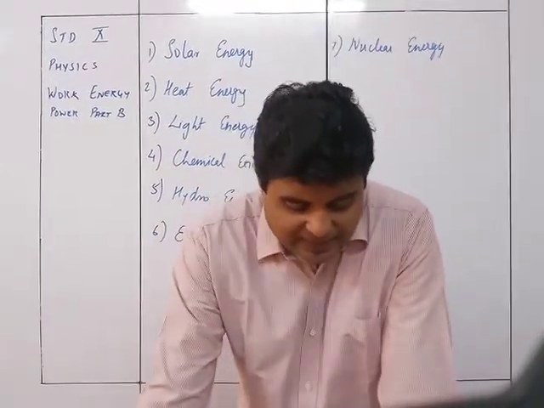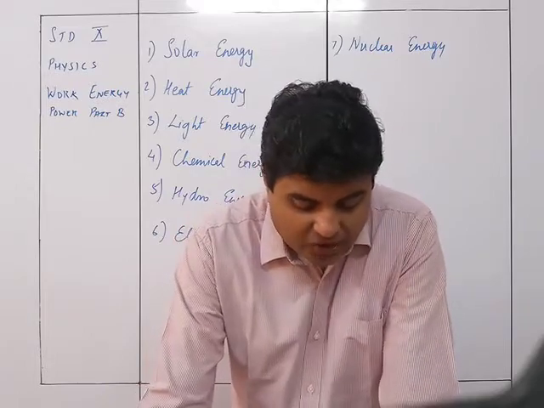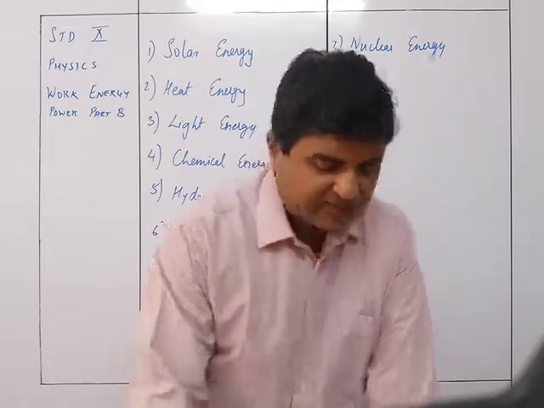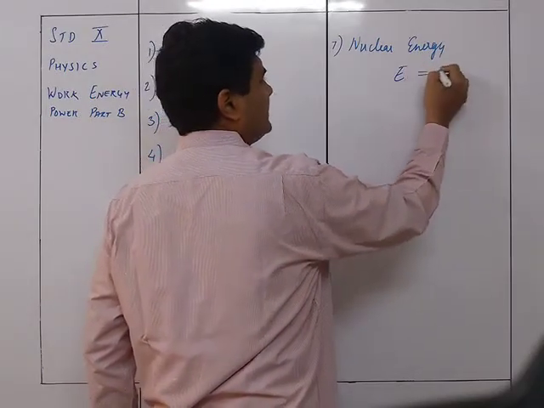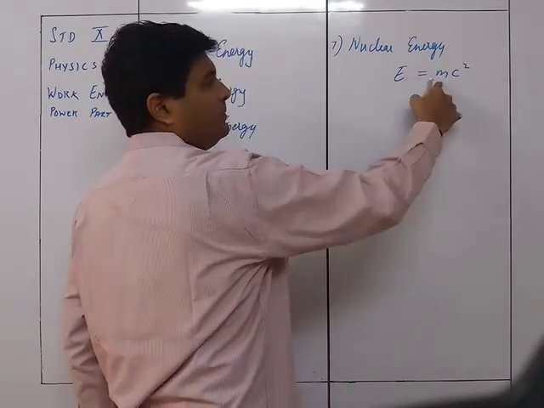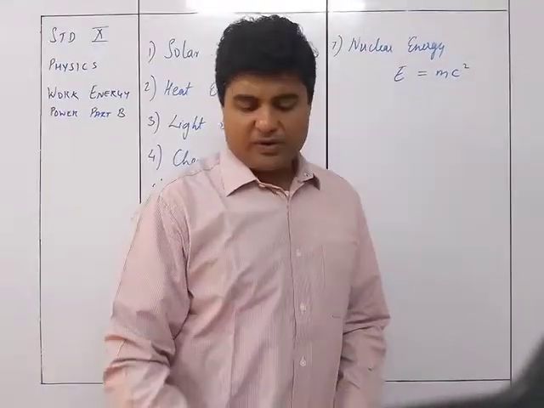So nuclear reactions produce a very large amount of energy. In both these processes, the loss in mass gets converted into energy in accordance with Einstein's mass energy theorem. E is equal to mc squared. So this is the mass energy theorem, where E is the energy, m is the mass of the substance, and c is the speed of light. c is the speed of light, 3 into 10 raised to 8.